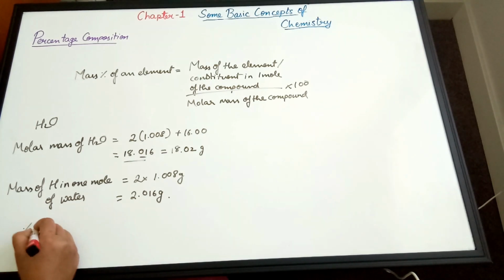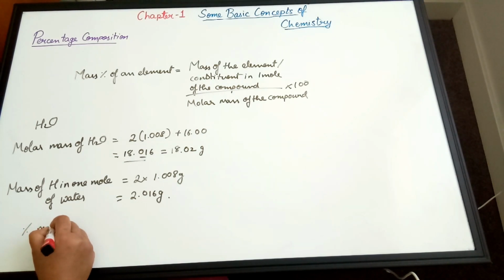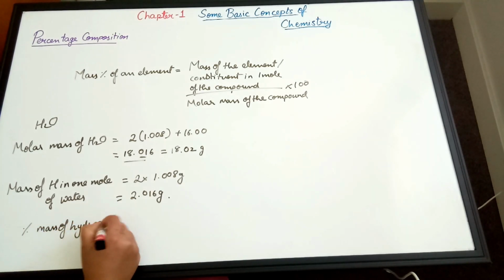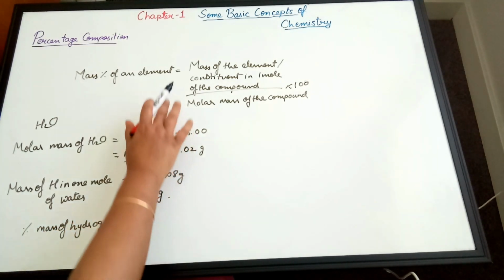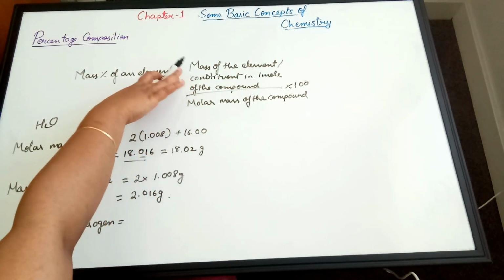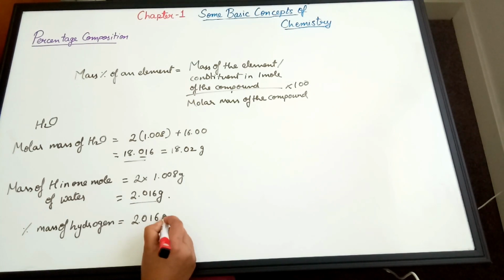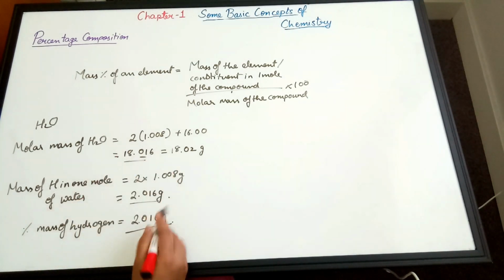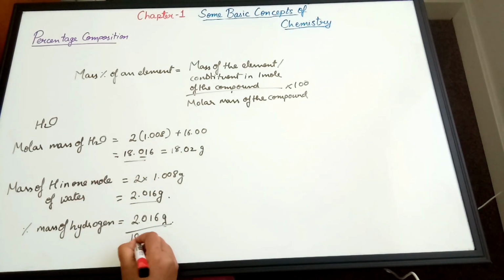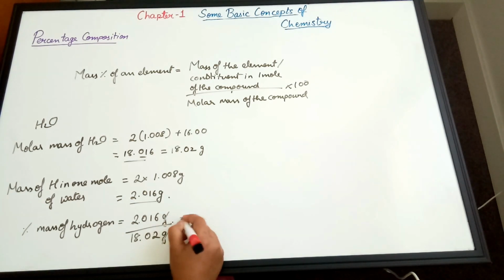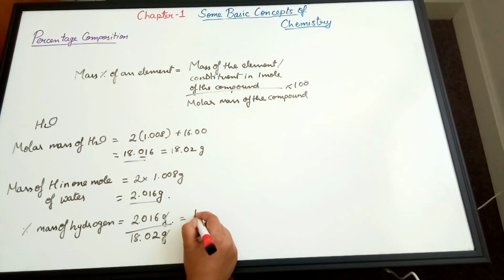So the percentage mass of hydrogen would be the mass of that element or constituent in 1 mole, we've gotten that. So that's 2.016 grams over 18.02 grams. So after you simplify, the value is approximately 11.19%.